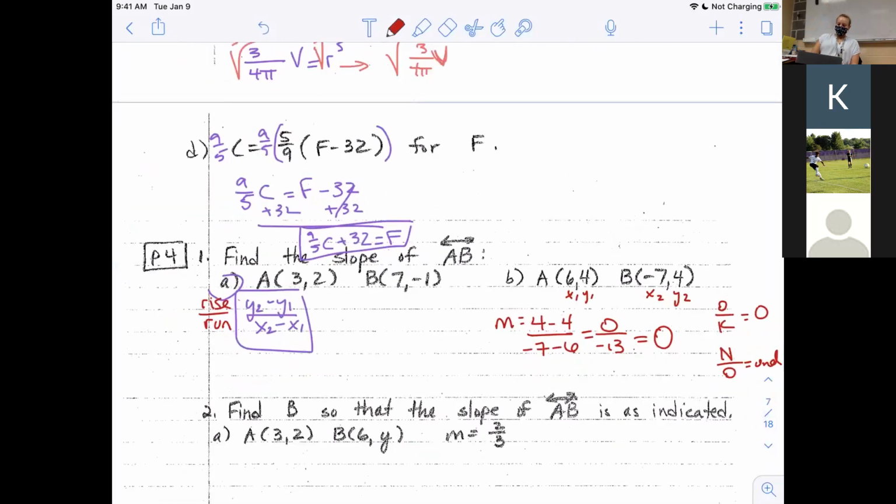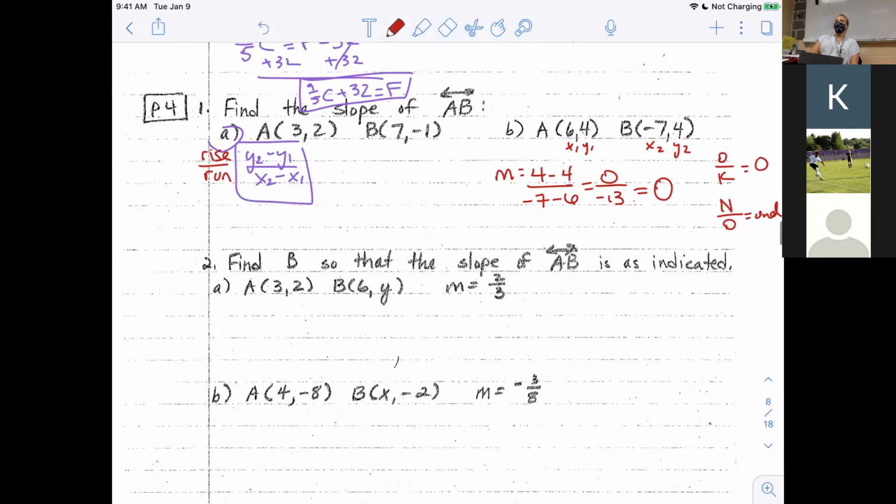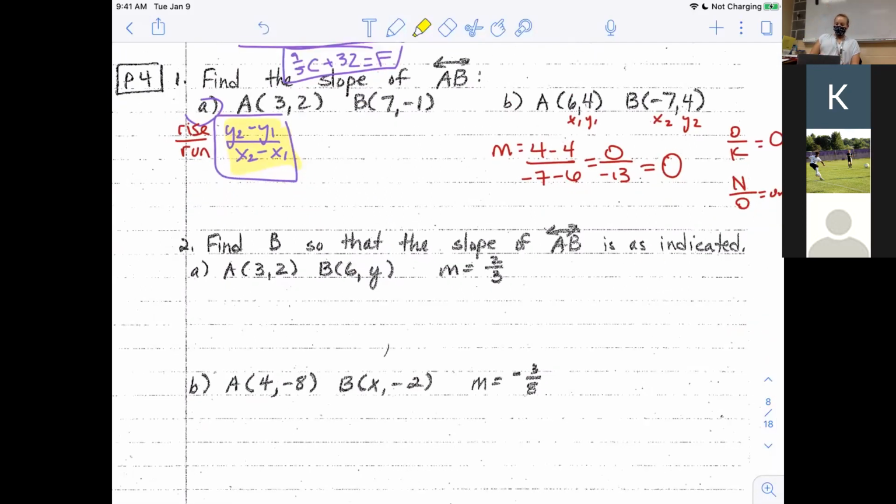It's undefined. All right, so if you can't tell already, this whole section is on lines, slopes, etc. So we've got to remember all of those formulas. I'll try and highlight them as we go. So here's slope in case I need to recall it again. The next one says find B so that the slope of AB is as indicated. So I know that A is 0, 3, 2, B is 6 comma Y. We don't know what Y is. And then my slope is 2/3. Any ideas on how to set that up?